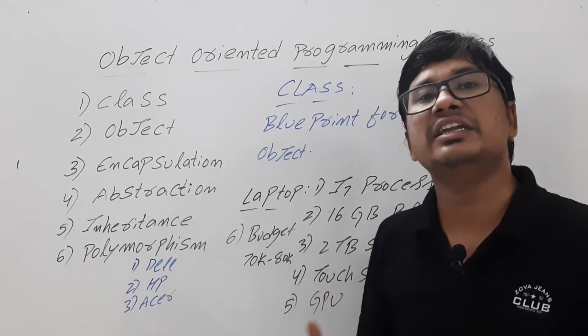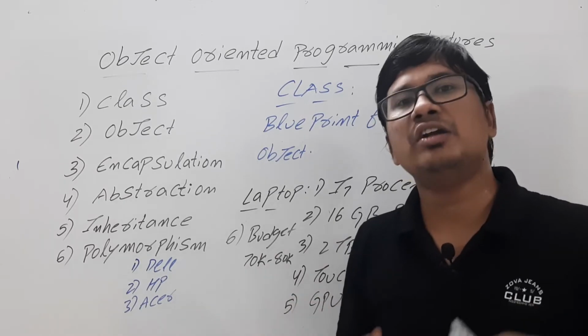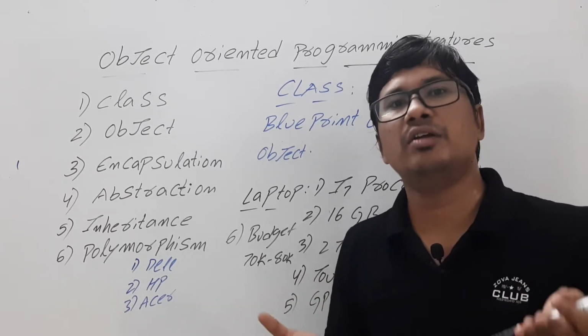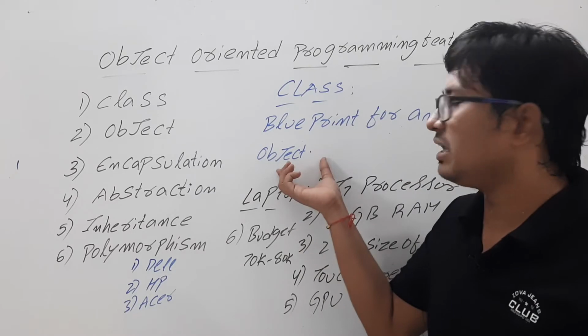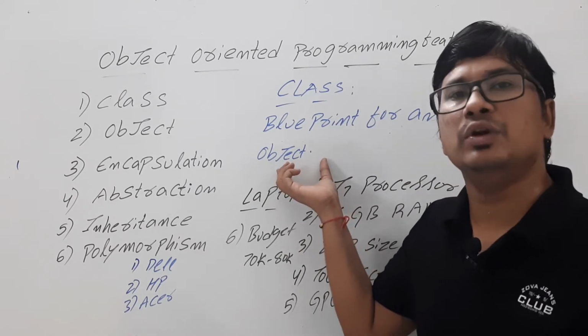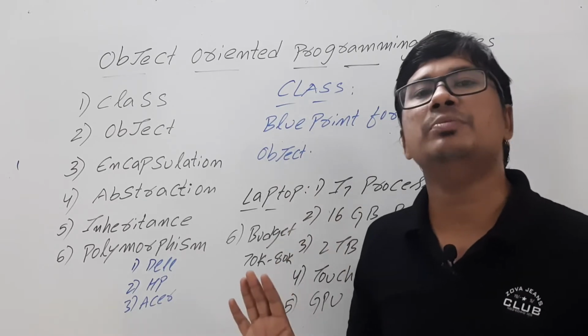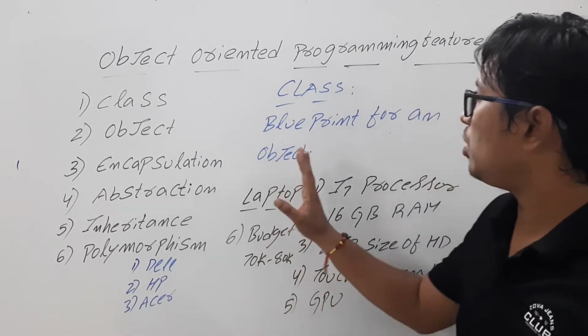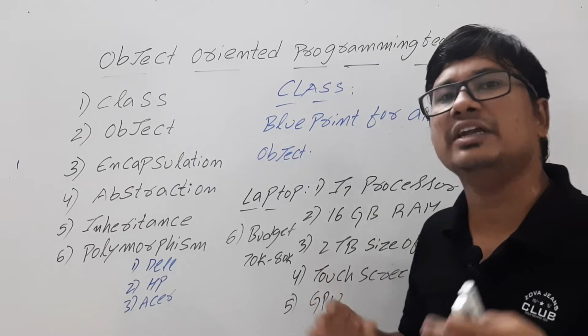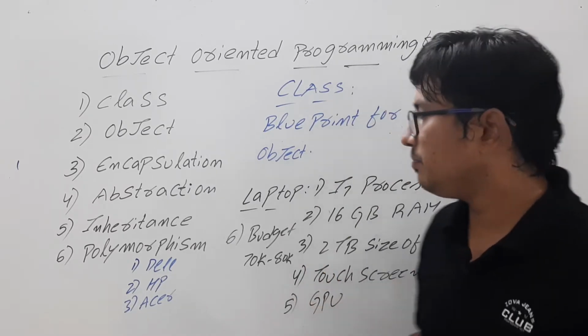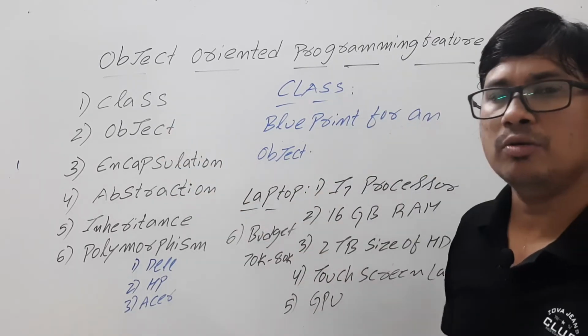A class is imaginary. It does not have any storage or memory. See, if you create an object, then only memory will be allocated. But if you just created a class, memory will not be allocated. So that's why I'm calling it a blueprint for an object and it is imaginary. Now let me discuss an object.